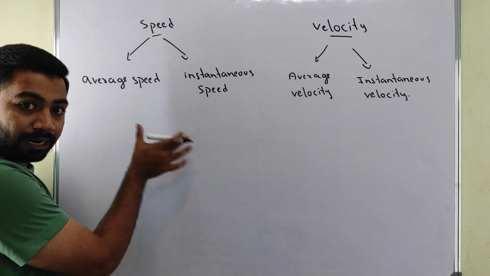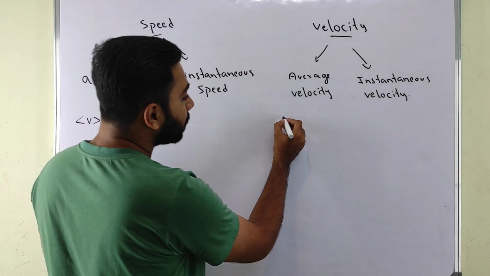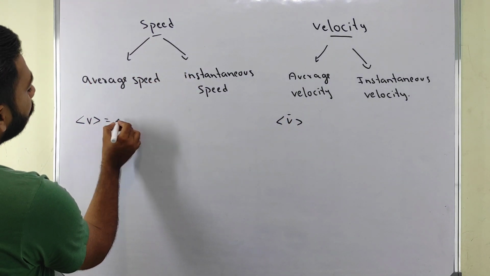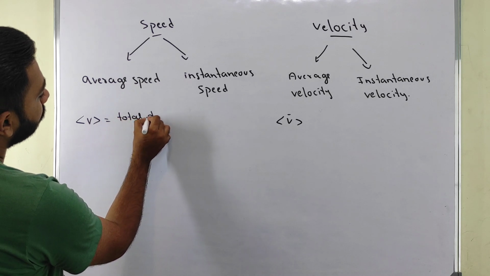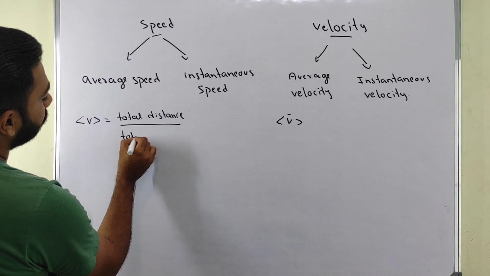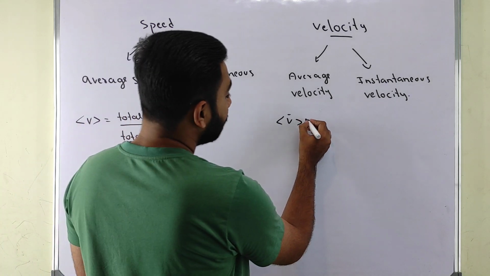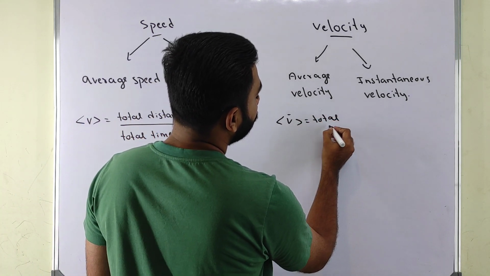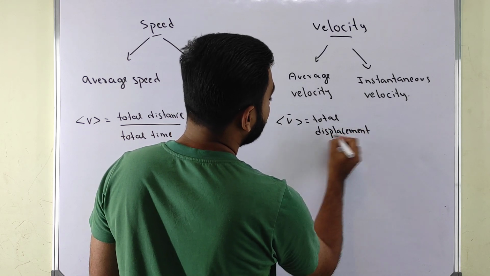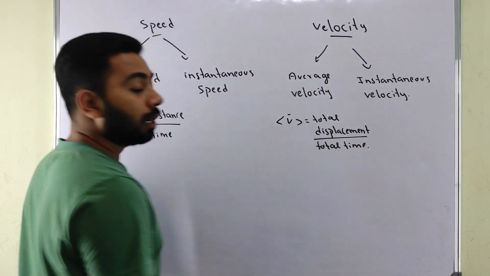Now when you talk about average speed, which we represent like this, and average velocity we represent like this, with just one dash upside because it is a vector quantity. Average speed equals total distance divided by total time. Average velocity is total displacement divided by total time taken.